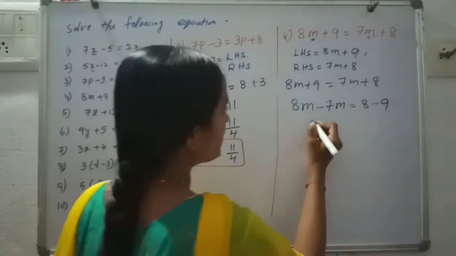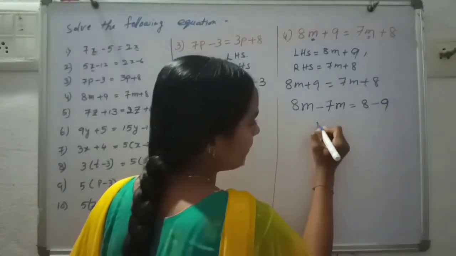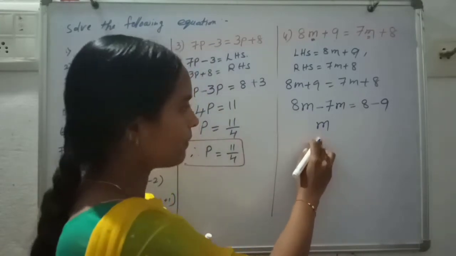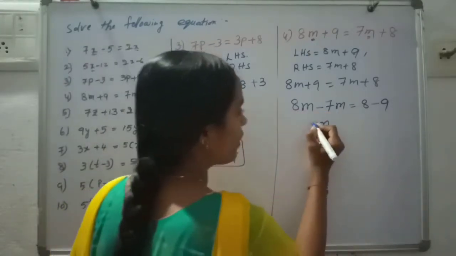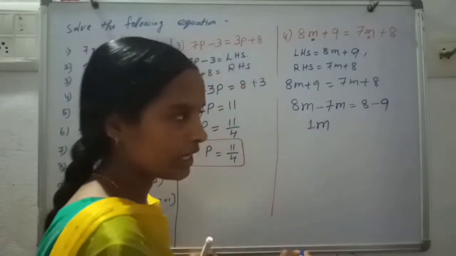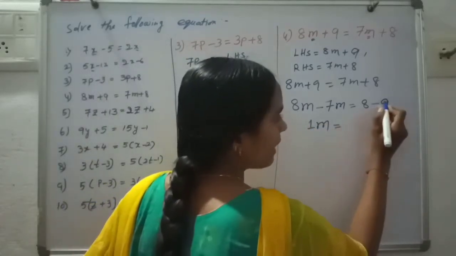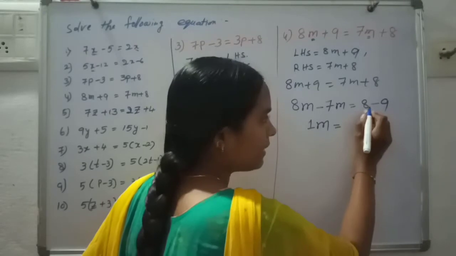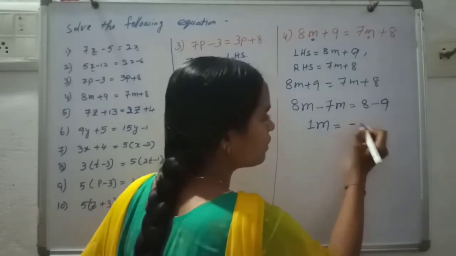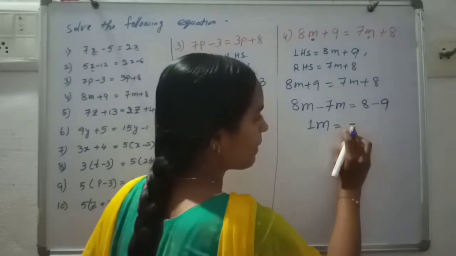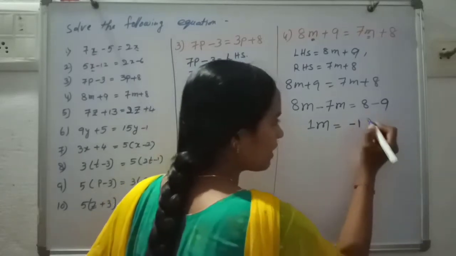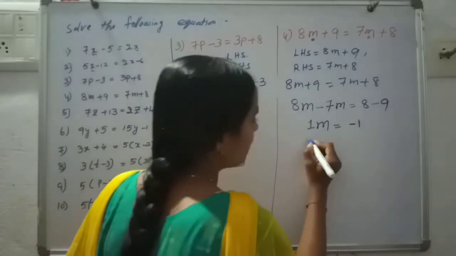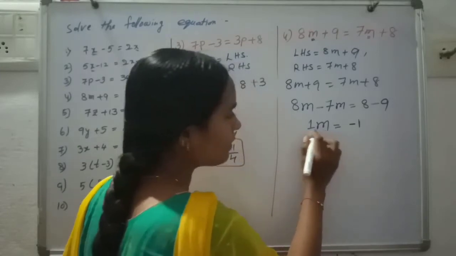Okay. Now let's see here, m term to m term. I am writing here m term. After that 8 minus 7. What is that value? 1m. Okay, equal to minus 8 minus 9. It is minus value is bigger. That's why I am keeping here minus. And 8 minus 9, that only comes with 1. M value, m multiplied with 1.